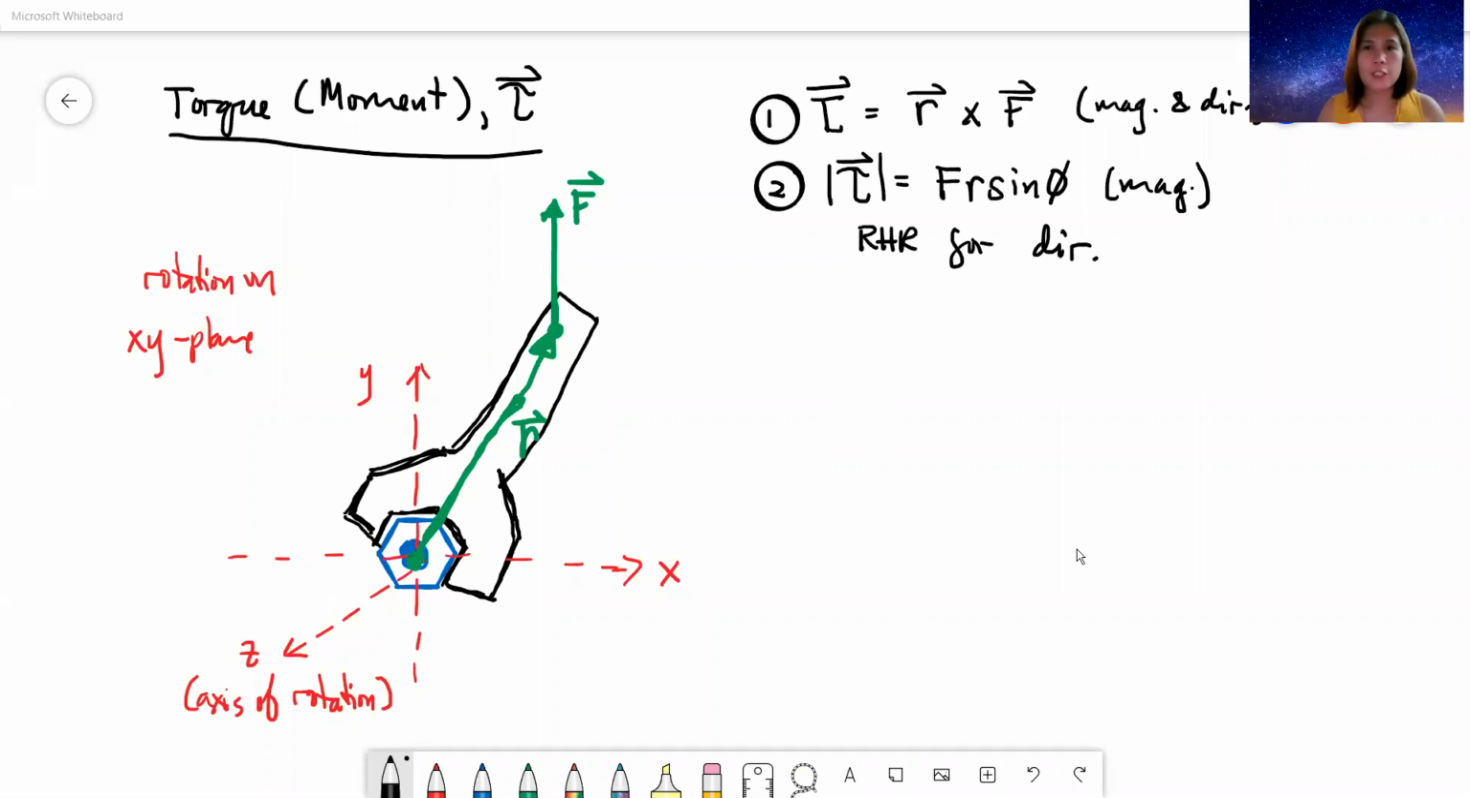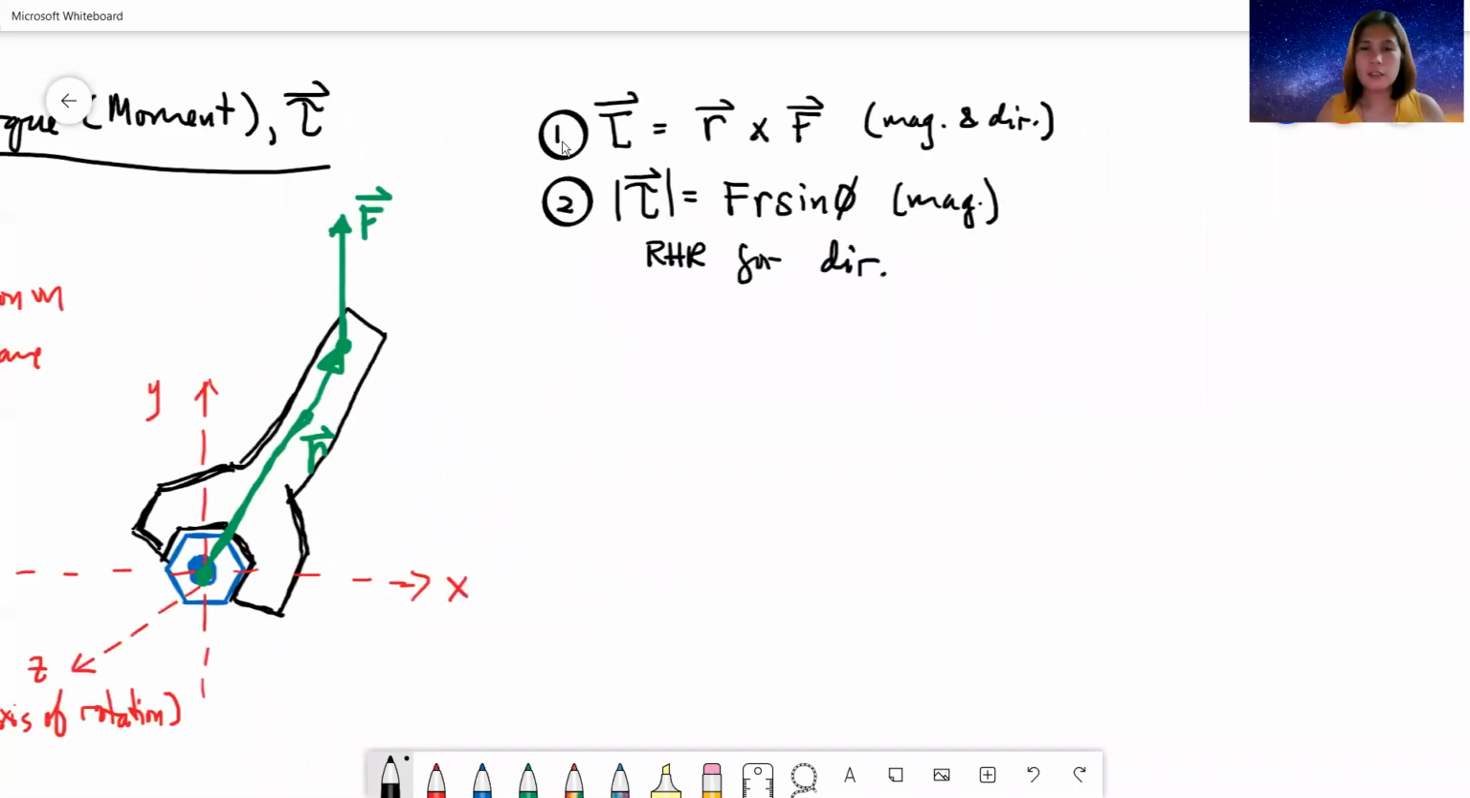Okay, so if you recall, these are the two ways of determining torque, no? Depende kung paano si R at saka si F binigay.